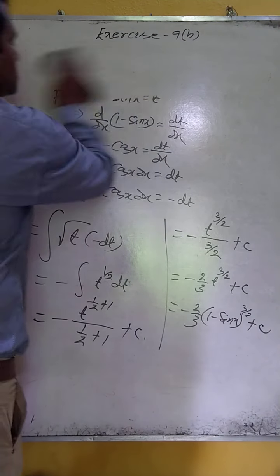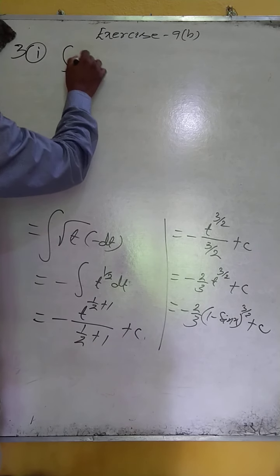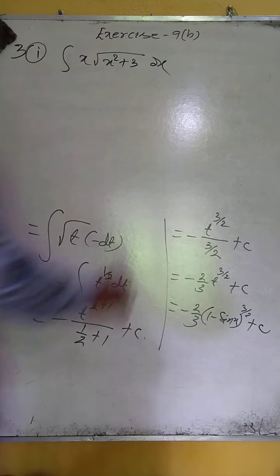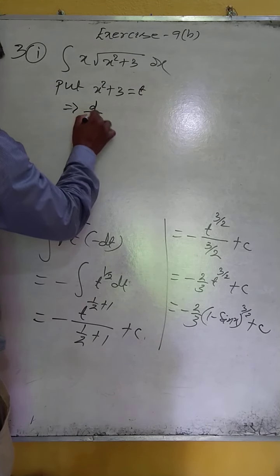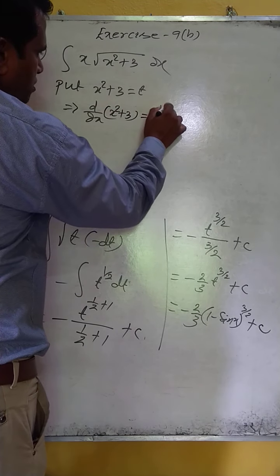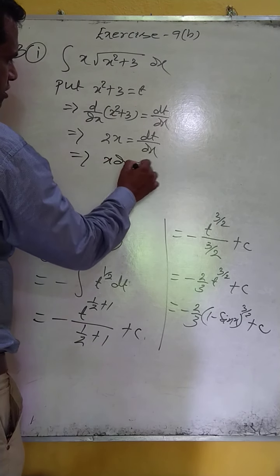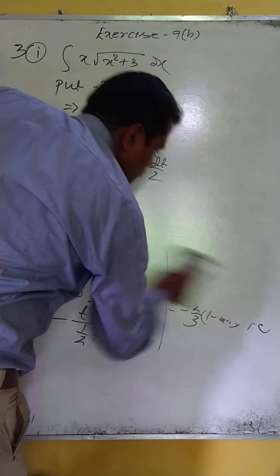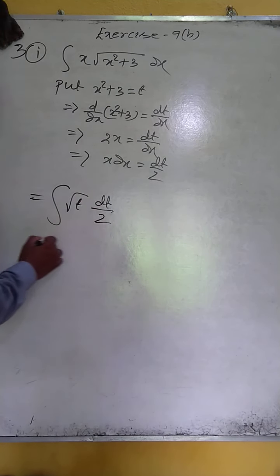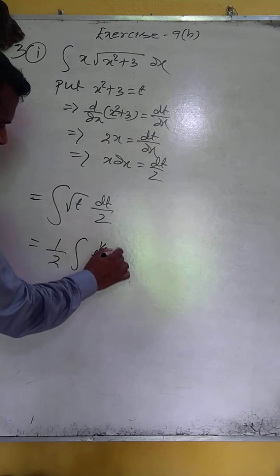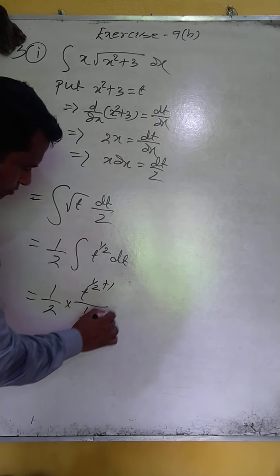next we discuss another problem, number 3. Integral x root over x square plus 3 dx. Okay, put x square plus 3 is equal to t, differentiate both sides, d by dx of x square plus 3 equals dt by dx, that implies 2x is dt by dx, that implies x dx is equal to dt by 2. So that equals integral root t dt by 2, that is 1 by 2 integral t to the power half dt, that equals 1 by 2 into t to the power half plus 1 divided by half plus 1 plus c.